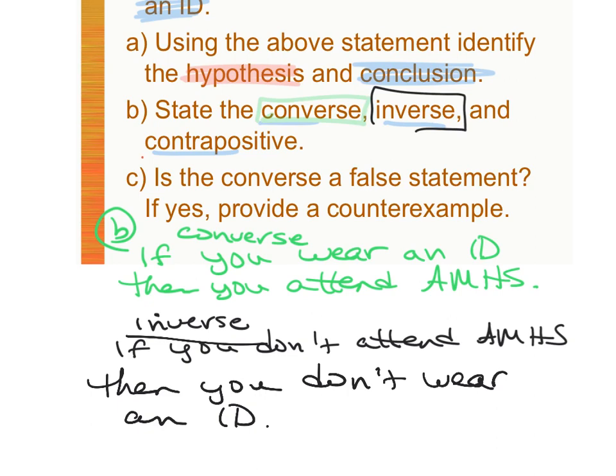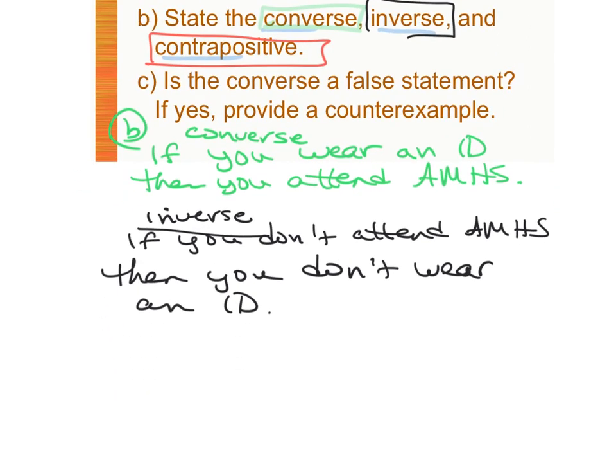Next, they want me to state the contrapositive. So remember, for the contrapositive, we flip it and negate it. It's the biggest word. So for the contrapositive, I'm going to flip the original. So really, I'm taking my converse and negating it.